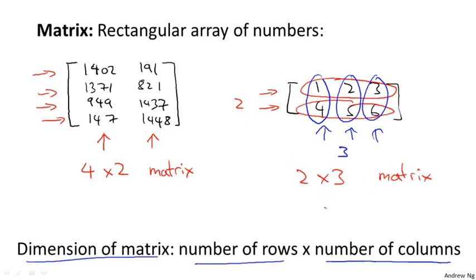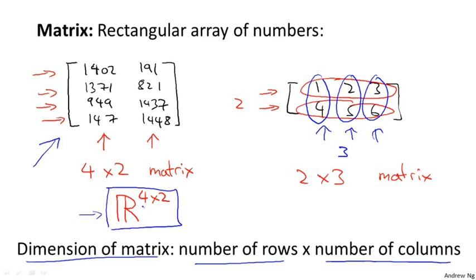And sometimes you also see this written out, in the case of the left, as R^(4x2). Concretely, what people will sometimes say is that this matrix is an element of the set R^(4x2). This just means the set of all matrices of dimension 4 by 2. And the one on the right is sometimes written as R^(2x3). So if you ever see something like R^(4x2) or R^(2x3), people are just referring to matrices of a specific dimension.